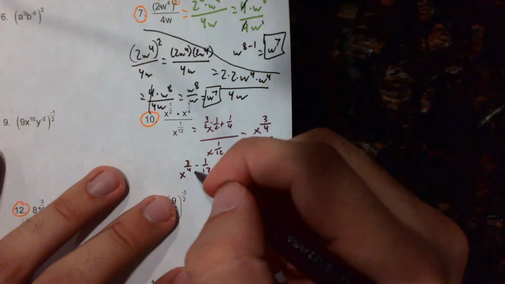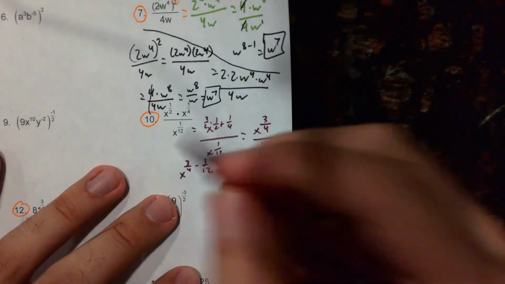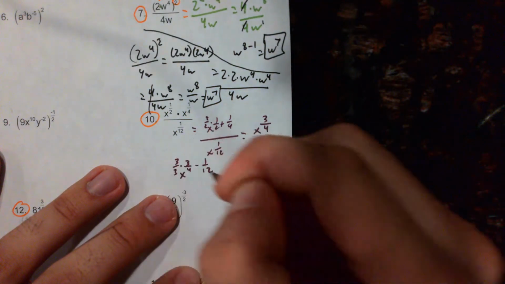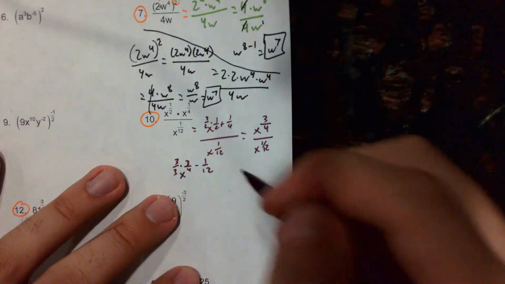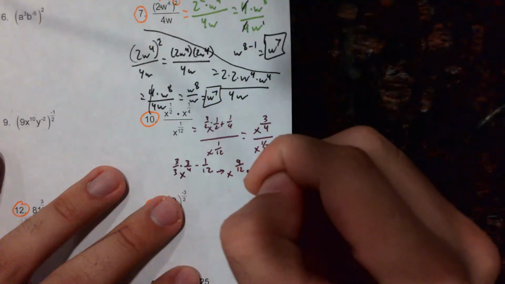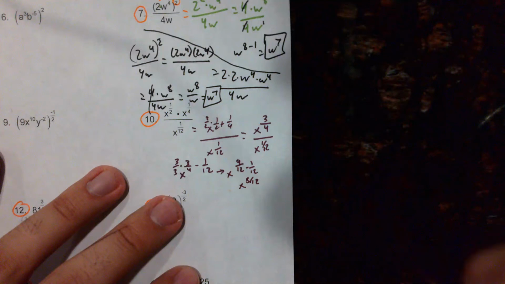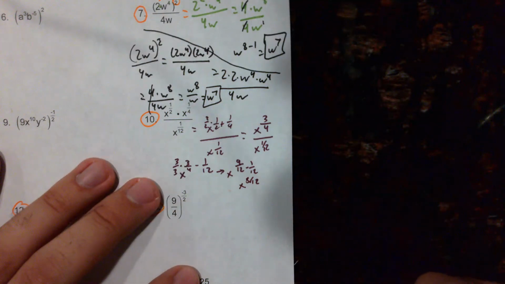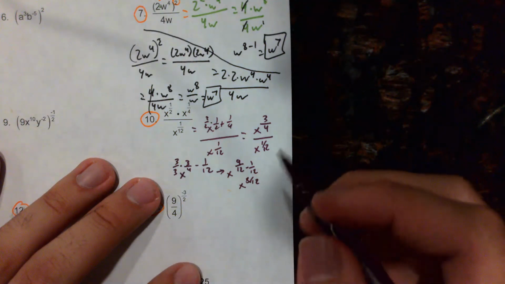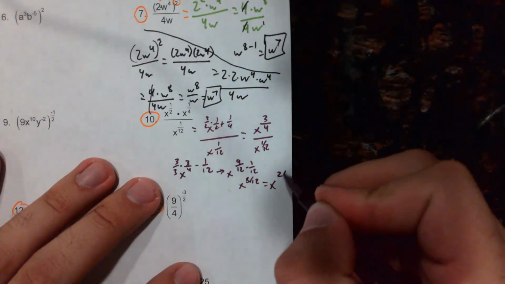But again, I need a common denominator, so I need to multiply this fraction by 3 over 3. So this is going to be x to the 9 over 12 minus 1 over 12, which would be x to the 8 over 12. 8 over 12 as a fraction can get simplified. They both can be divisible by 4. So this is going to be x to the 2/3.